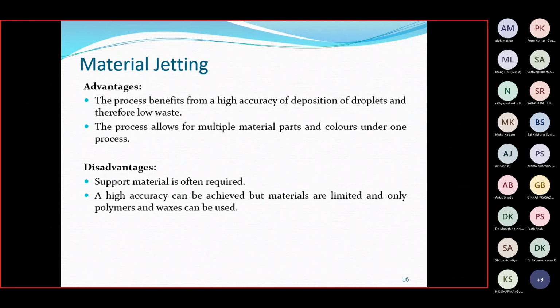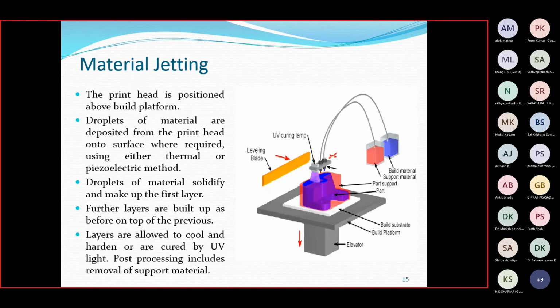And then, the same process itself allows multiple material parts and colors in one process. Even if you are creating one single object, in that object itself you can use multiple colors of the same material, or you can use different materials to create your own object. So that facility is there in material jetting. These are the advantages, but as a disadvantage, support material is often required here. Support material will be required to create the boundaries, or to cover the whole part.